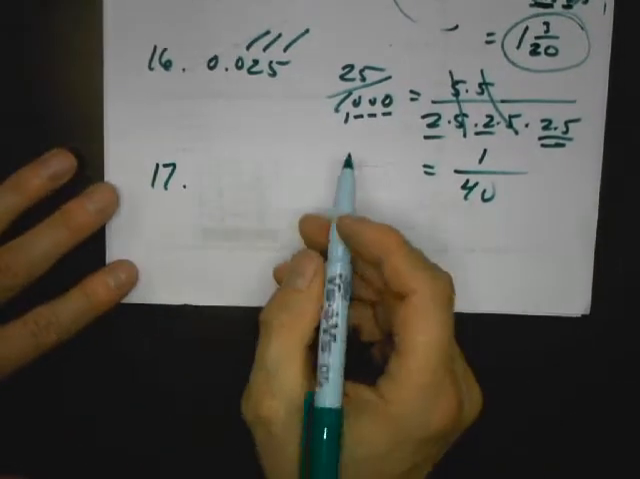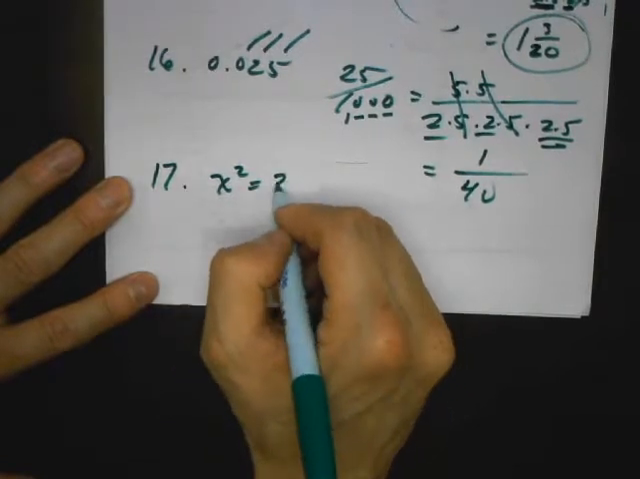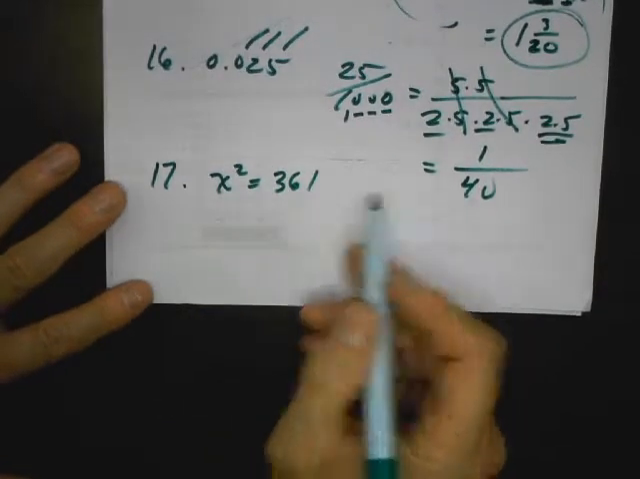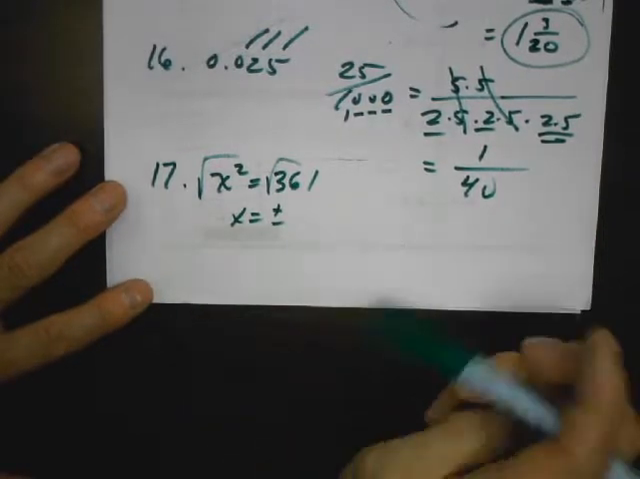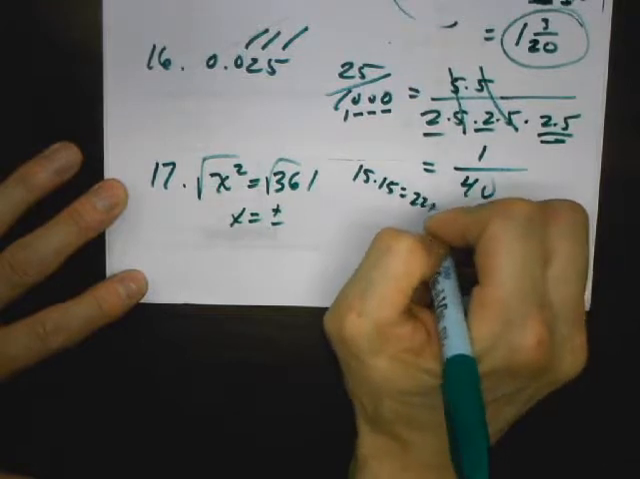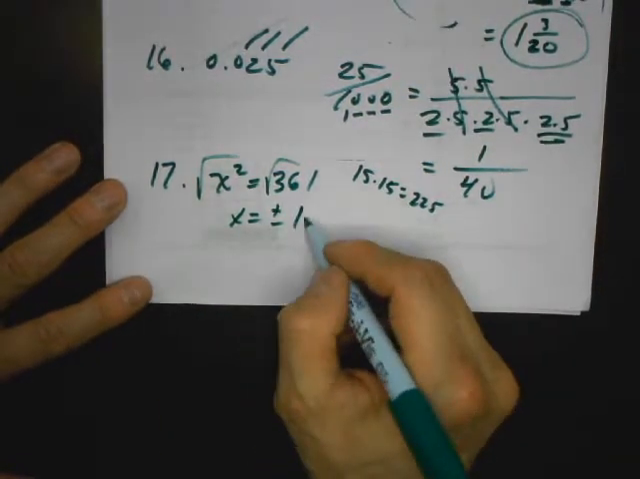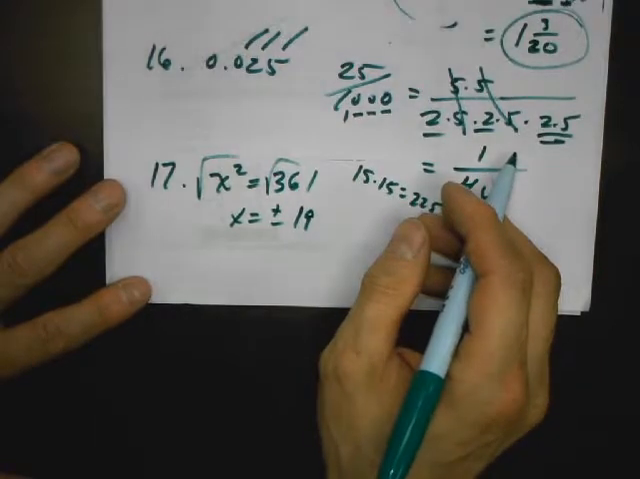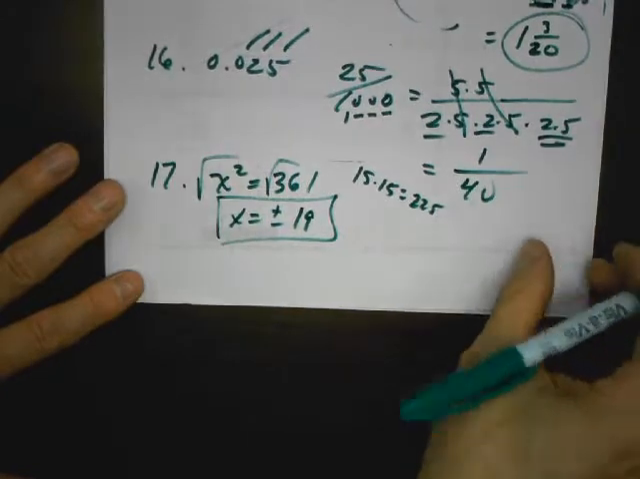Number 17. We're going to solve x squared equals 361. Woohoo! So I'm going to take the square root of both sides. I get plus and minus. And remember, we memorized 15 times 15. So that's 225. So that's pretty close. So I just try a couple more numbers and eventually I'm going to see that 19 and negative 19 equal 361. There's my answer. All right, number 18.